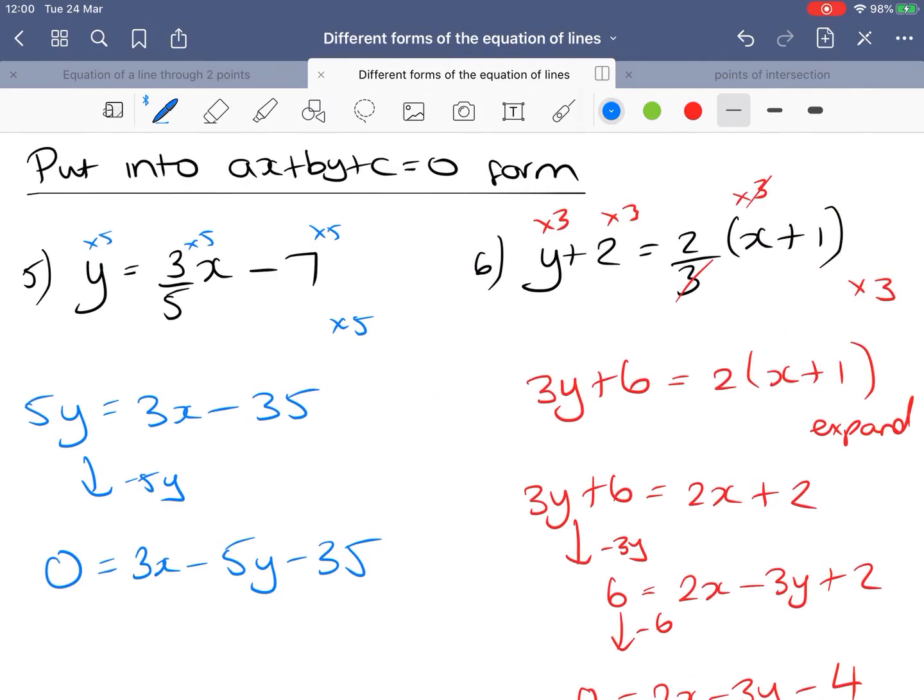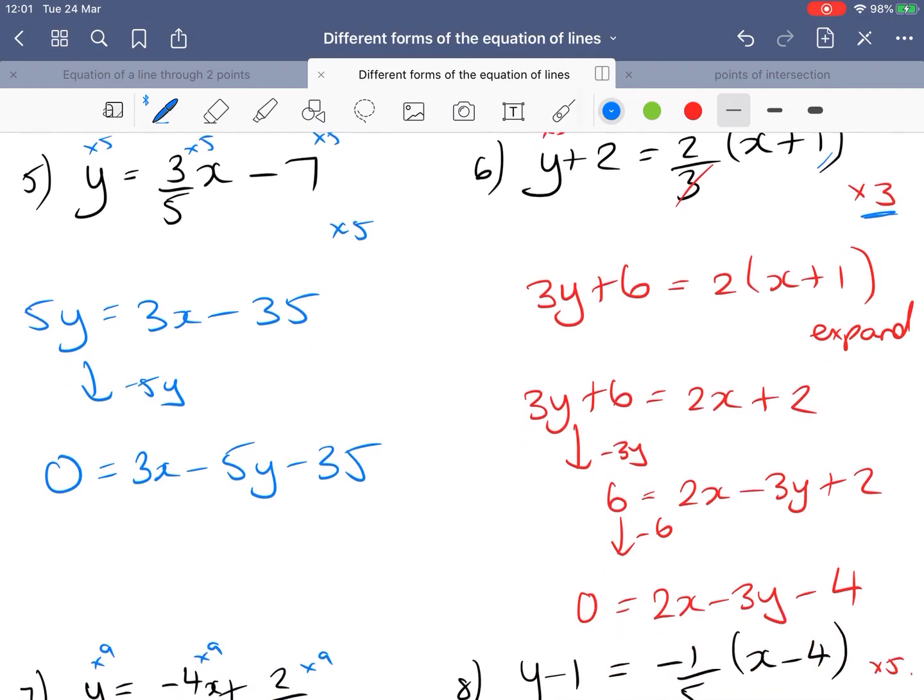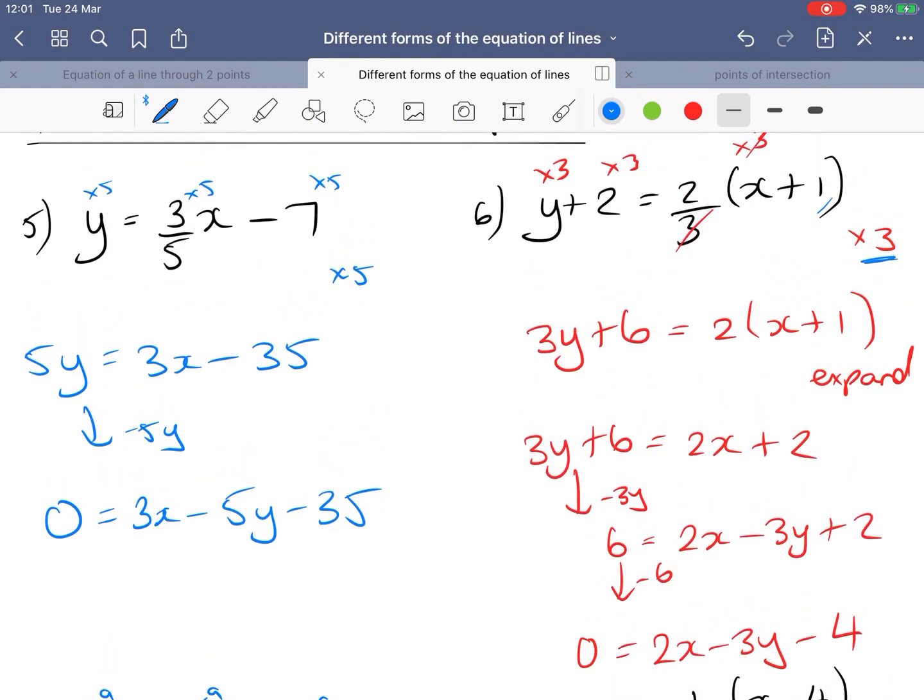Okay, number 5, again, multiply through by the 5 to get rid of that 5 in the denominator of the 3/5 x and rearrange. And actually, I decided to do number 6 a little bit differently. I decided to multiply by 3 first. Okay, and because this is 2/3 times all of x plus 1, the 3 is cancelled there. So then you have 3y plus 6 equals 2 bracket x plus 1 and then expand. It wouldn't matter if you decided to expand first, you should get the same answer.